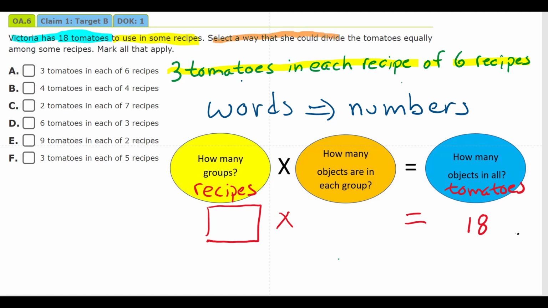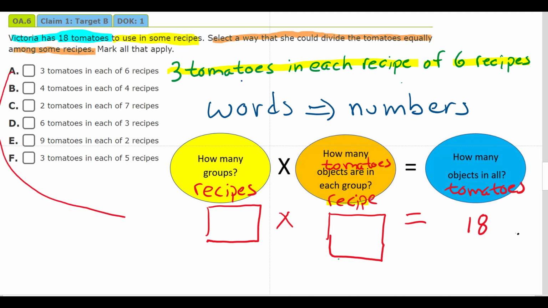Select a way that could divide the tomatoes equally among some recipes. So that one really is our orange oval, which can read how many tomatoes are in each recipe. And since we don't know that number yet, we'll put a square there.